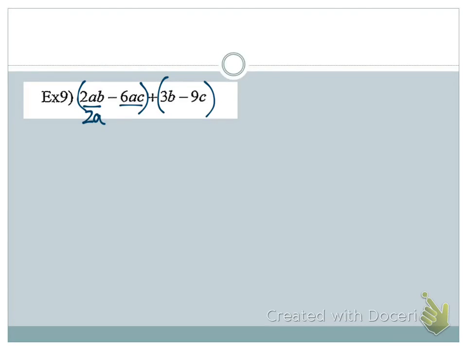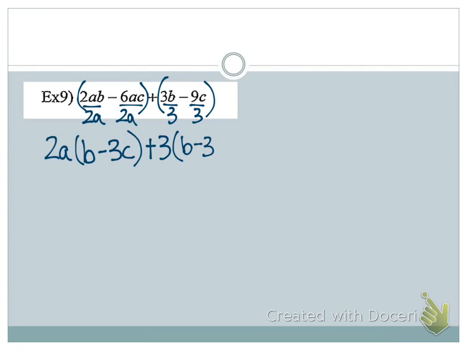2a, I would agree. We can factor a 2a from those groups. What's left when we factor out a 2a? B minus 3c. I agree. I'm going to drop that plus sign from the middle down. What's my GCF of my second group? A 3, not a variable, just a number. And what's left when I factor out a 3? Another b minus 3c. Now that's nice for us because now our parentheses match. We don't have to do anything to change them.